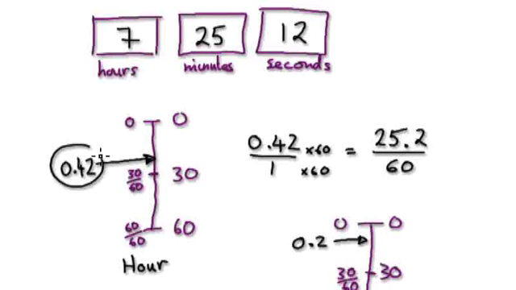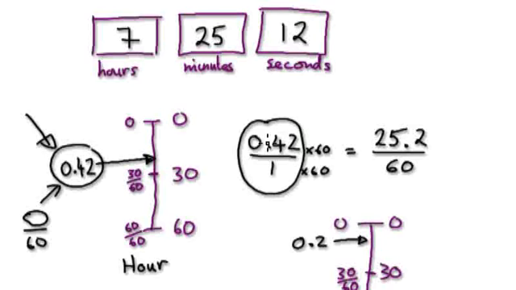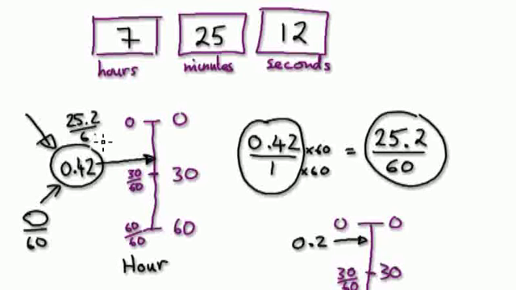Well, 0.42 here. We want to somehow express this as something over 60. So to express this as something over 60, turn it into a fraction like this, and then times top and bottom by 60, and then you would get this. Now this 0.43 can be represented as 25.2 over 60. Now the 25 at this level corresponds to the 25 minutes over here.